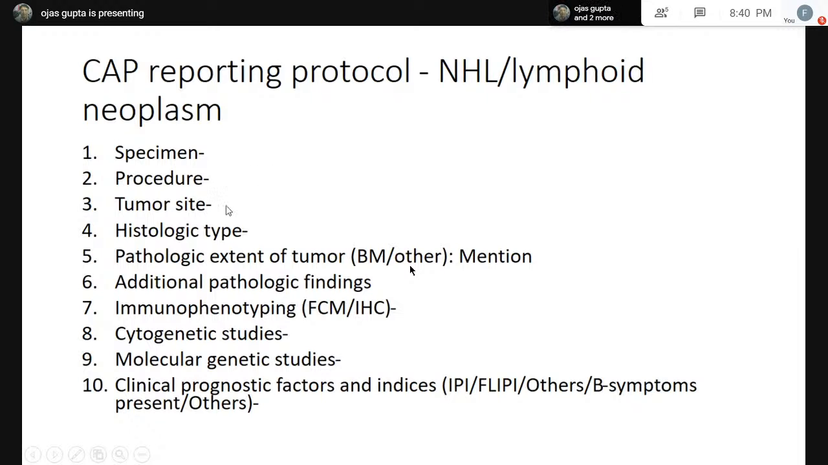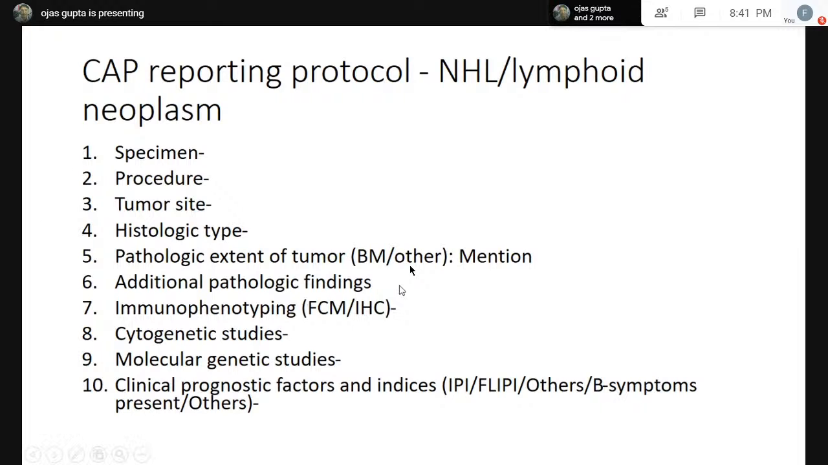Whether it's biopsy or excision, what is the tumor site, what is the histological type of the lymphoma, what is the pathological extent of the tumor, whether it is involving the bone marrow or any other organ or contiguous lymph node or contiguous organs.